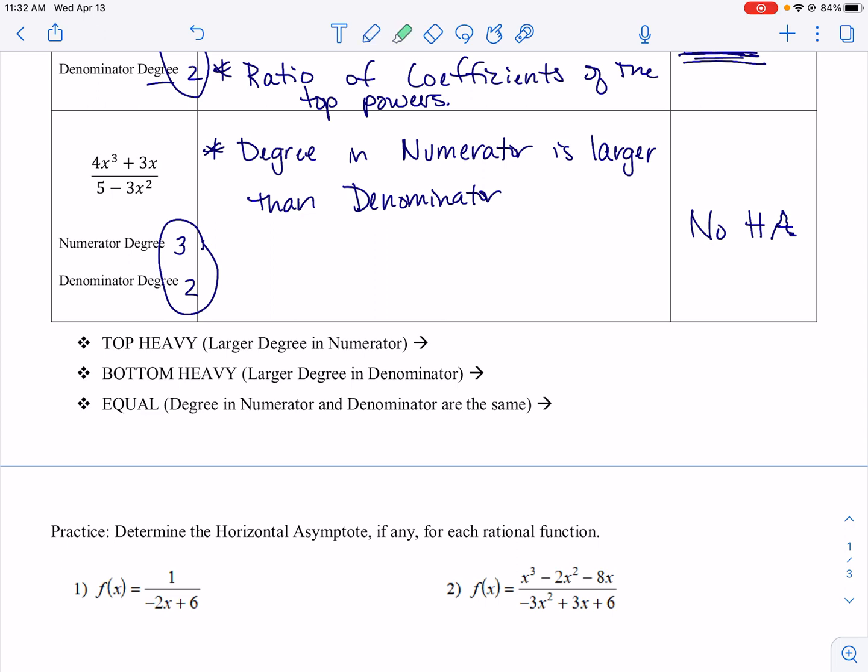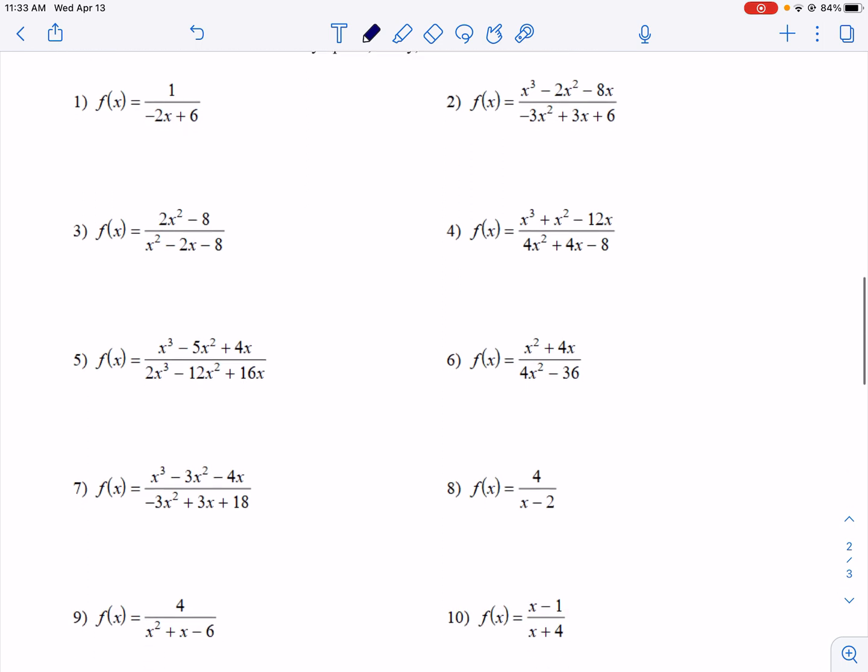One way that I started talking about horizontal asymptotes a while ago is for it to be top heavy, bottom heavy, or equal. Top heavy would mean that the degree in the numerator is larger, and this creates no horizontal asymptote. Bottom heavy would be its opposite, 0, and the same, remember, is the ratio of coefficients. So this is the main idea here at the end. So just a few examples, and then you can work on some as well.